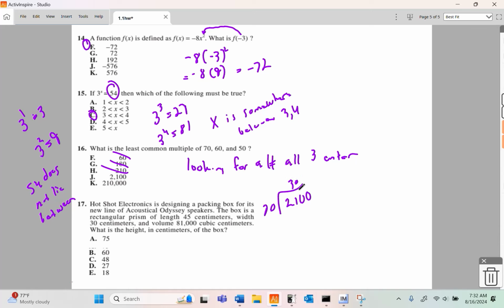Will 60 enter that? Yes. 60 will go into 2100. It'll go 35 times. 30 times 60 is 1800, 5 times 60 is 300. So it's looking pretty good. And will 50 enter 2100? Of course it will, because it ends in 00, for one. What are you looking at here? 42 times? Least common multiple.